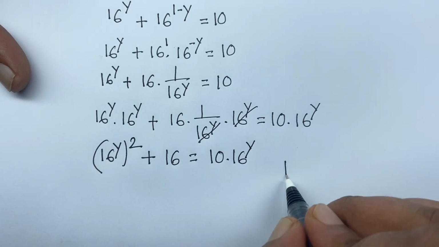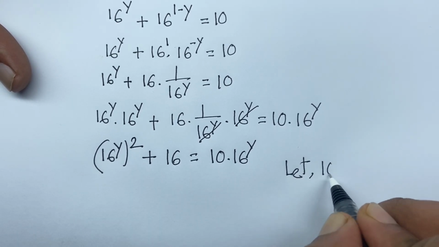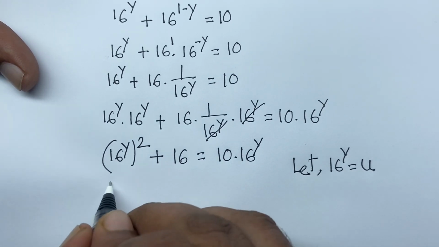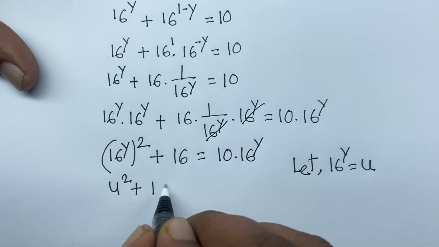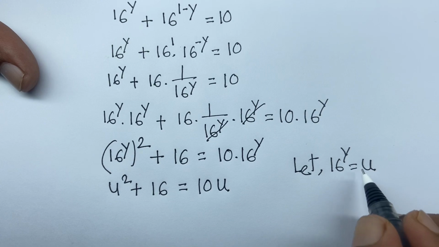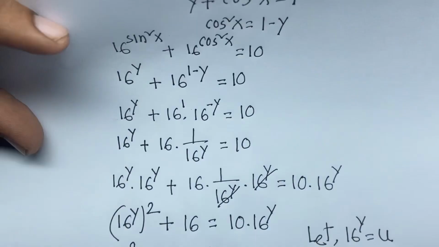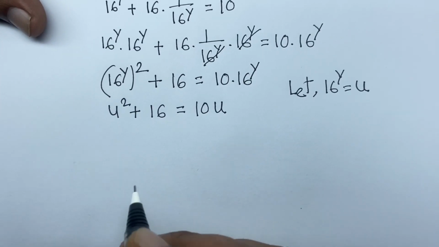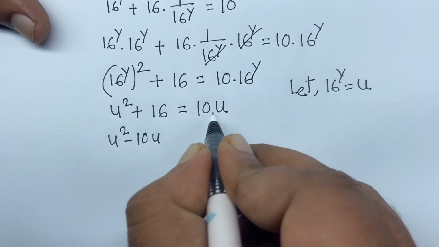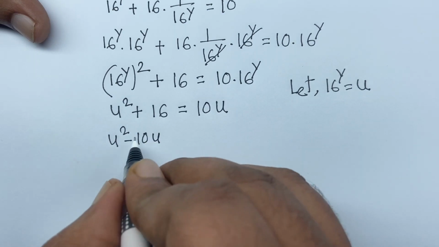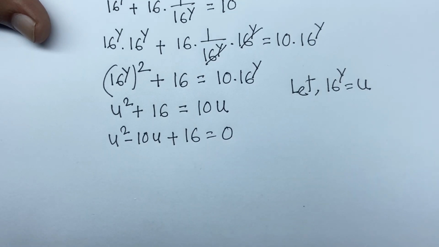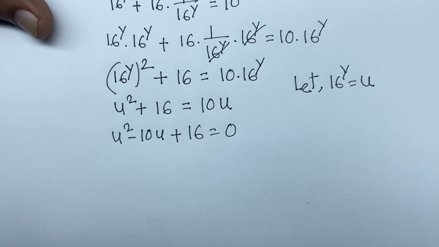Then let 16^y = u, and at this moment I can see easily it will be u² + 16 = 10u. Because of that, 16^y = u. Then I can say easily this equation becomes u² - 10u + 16 = 0, moving the 10u to the left side. Then it is a quadratic equation.